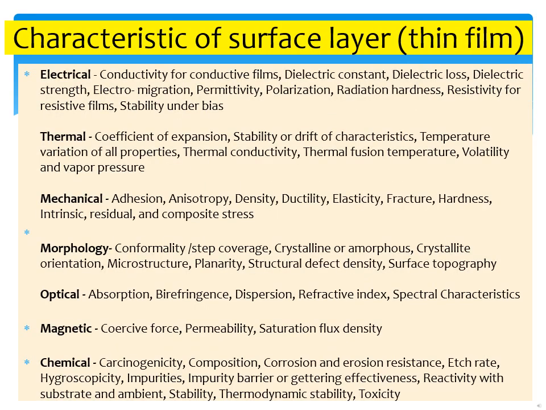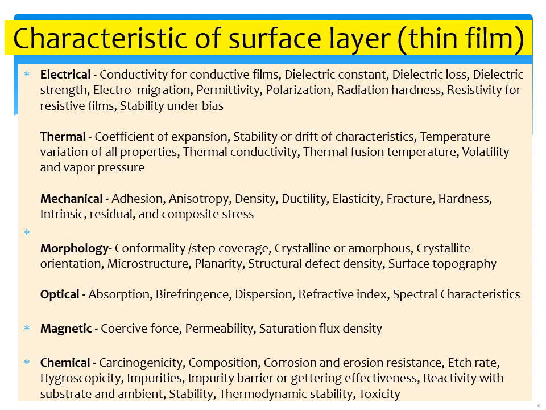The major characteristic parameters of the surface layer to be considered can be listed as follows. In electrical characteristics, there are conductivity for conductive films, dielectric constant, dielectric loss, dielectric strength, electromigration, permittivity, polarization, radiation hardness, resistivity for resistive films, and stability under bias. In thermal, there are coefficient of expansion, stability or drift of characteristics, temperature variation of all properties, thermal conductivity, thermal fusion temperature, volatility, and vapor pressure.